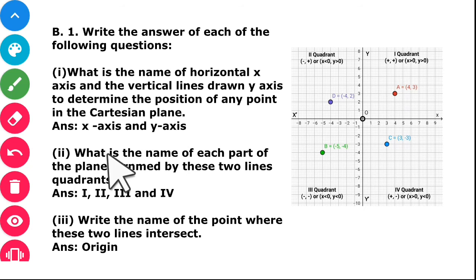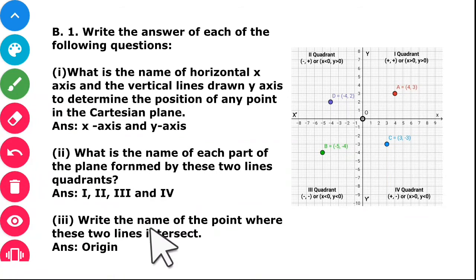Question number 2. What is the name of each part of the plane formed by these two lines? In a Cartesian plane, we draw two lines. They are the y-axis and x-axis. And these two make 4 quadrants. They are quadrant 1, quadrant 2, quadrant 3, and quadrant 4. So our answer is first quadrant, second quadrant, third quadrant, and fourth quadrant.